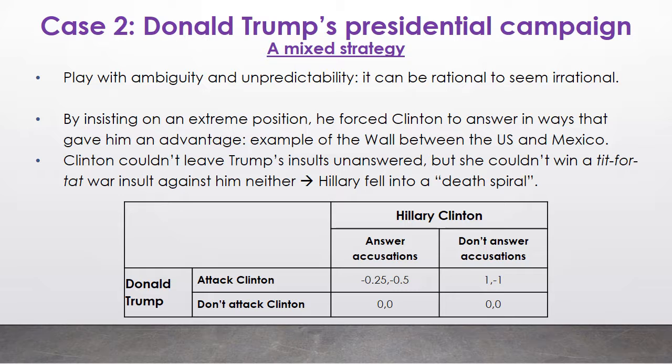Only if Trump attacks Clinton, Clinton can choose to answer or not to answer. Answering accusations gives an outcome of -0.25 for Trump and -0.5 for Clinton, and not answering accusations gives an outcome of 1 for Trump and -1 for Clinton. In both cases, Clinton gets more disadvantages than Trump, which is what Trump is willing to see. Therefore, Trump chose to attack Clinton, and Clinton, without a choice, chose to answer, which is still better than not answering. In such a case, Clinton fell into a death spiral.